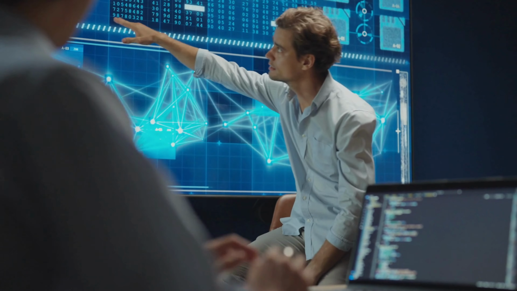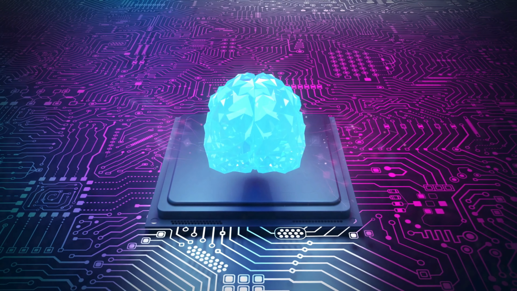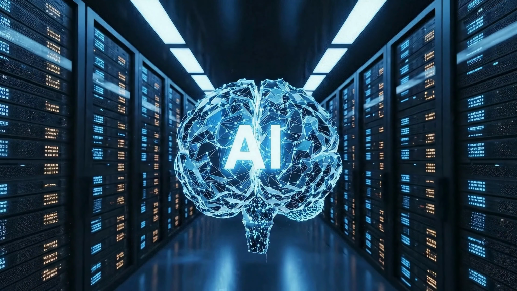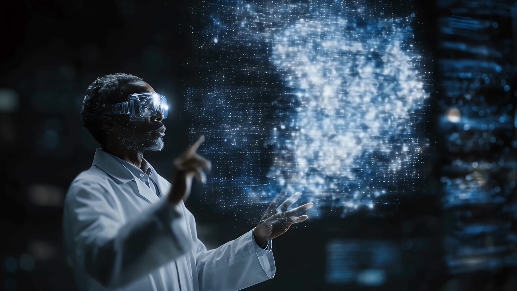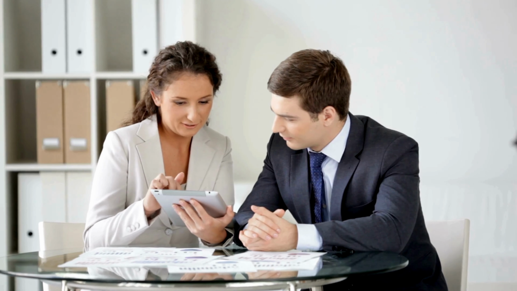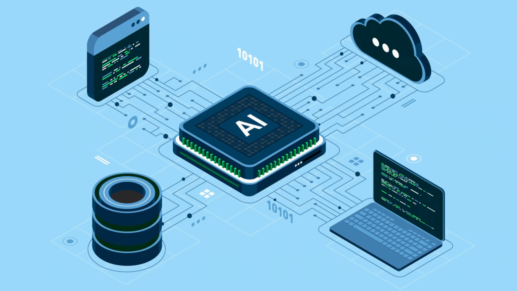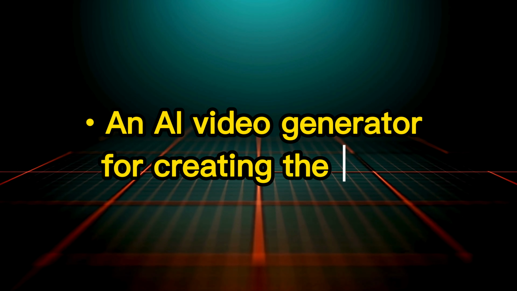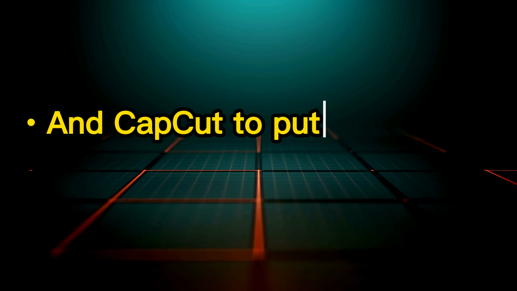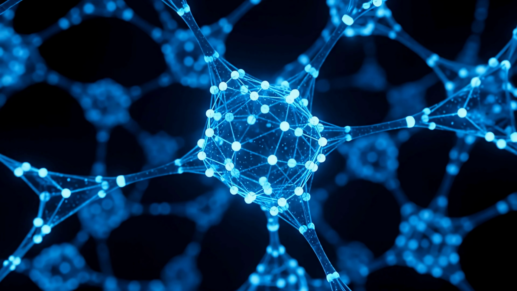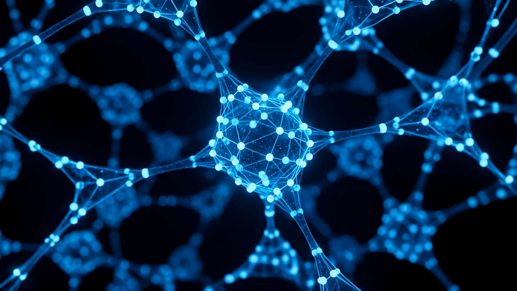So in today's video, I'm going to walk you through the exact process I personally use to create these viral miniature AI videos from start to finish. And don't worry if you're completely new to this stuff. I'm going to keep everything super beginner friendly and easy to follow step by step. We're going to use ChatGPT for generating ideas, an AI video generator for creating the clips, and CapCut to put everything together. Most of these tools have free versions, so you can literally start today without spending money.